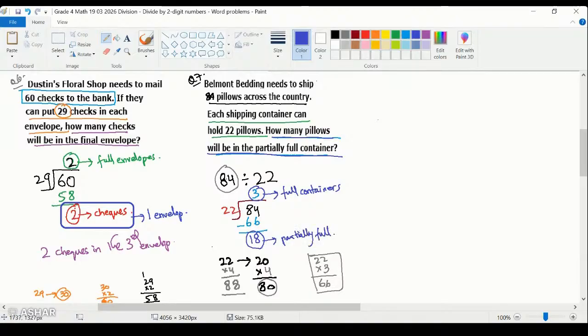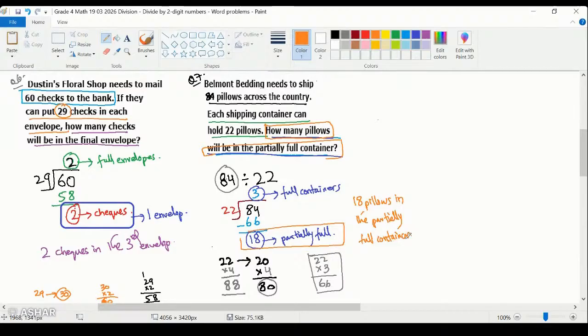Total containers are, so if we need to find how many total containers were there, we can say there were 4 containers, right? But we need to find how many pillows will be in the partially full container. We can say 18 pillows in the partially full container.